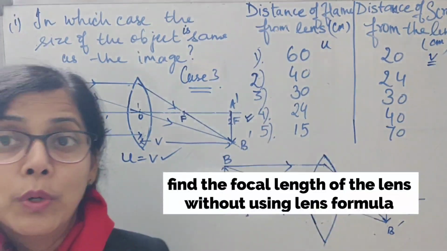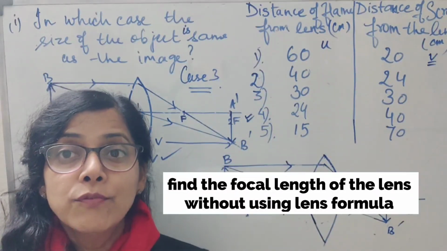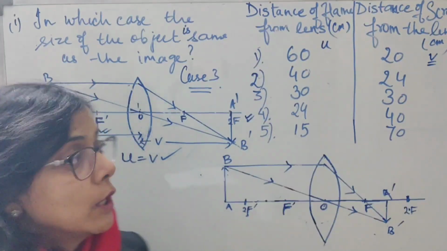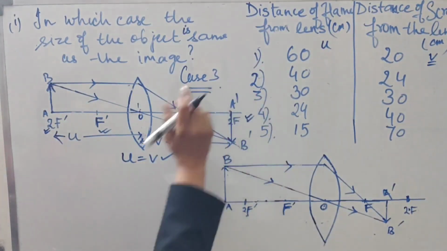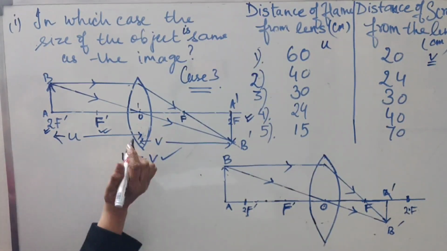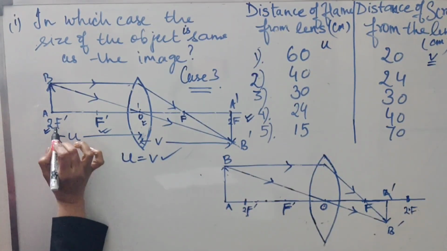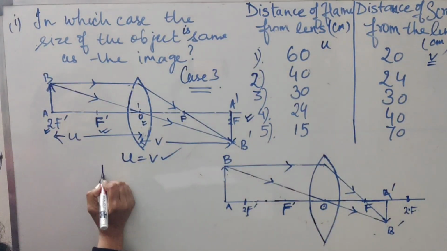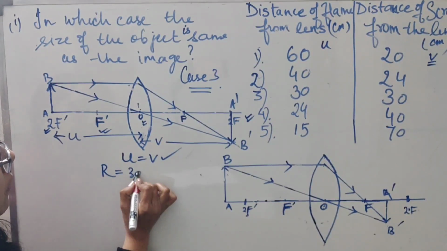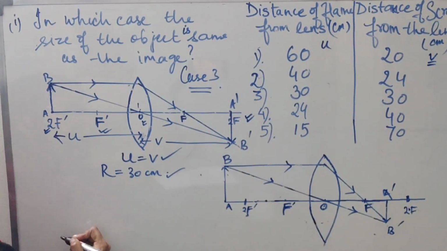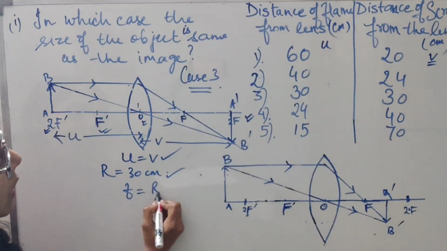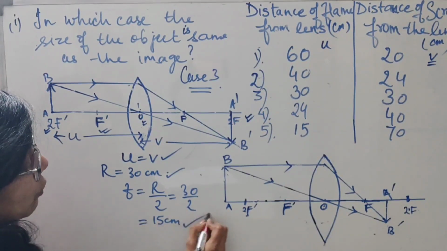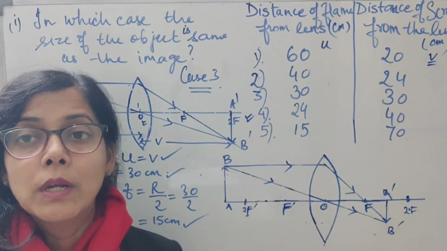Okay, now the second question is, find the focal length of the lens without using the lens formula. How will you find? Now again we'll study our cases. In the same case, case 3, we know that the distance of optical center and 2f dash or center of curvature is called the radius of curvature. So from case 3 we got r is equal to 30 centimeter. From here we can find out the focal length. Focal length is equal to r by 2. So this will be 30 upon 2, that is 15 centimeter. So we got it without using the lens formula from case number 3.